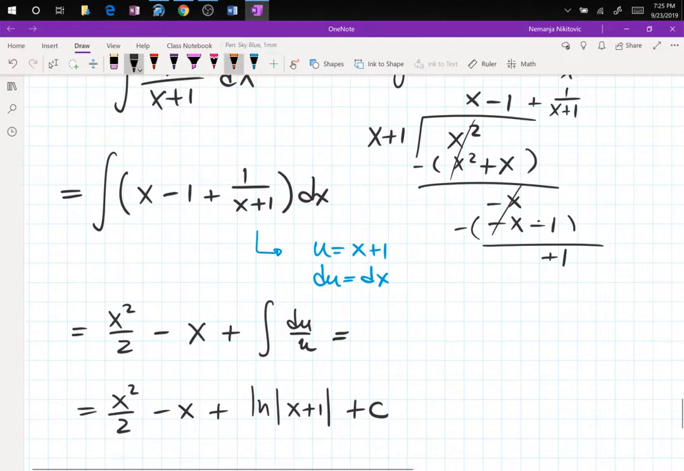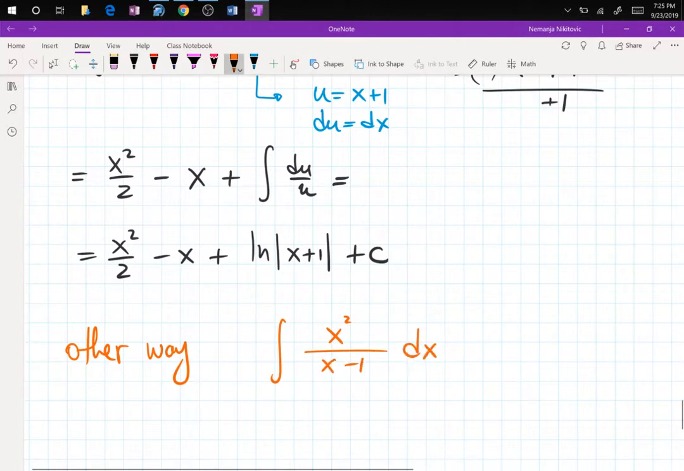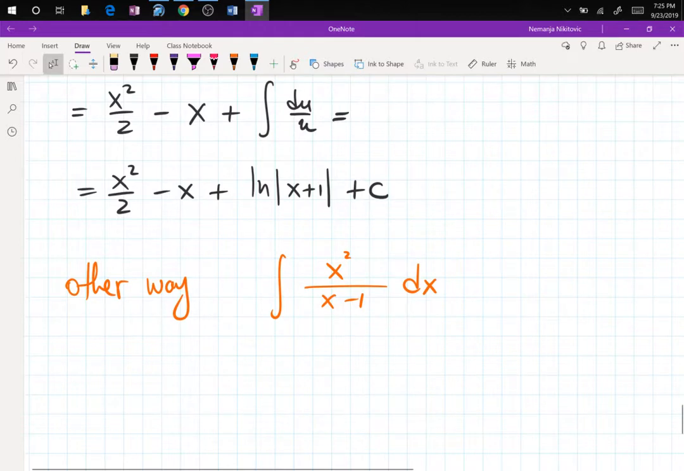Let's see the other way. We still have the integral of x squared divided by x minus 1 dx. So say you didn't recognize the long division there. I mean, you should. You see that the exponent is higher. So long division is the way to go. But let's say for some reason you didn't. And you are trying to muscle your way through this.